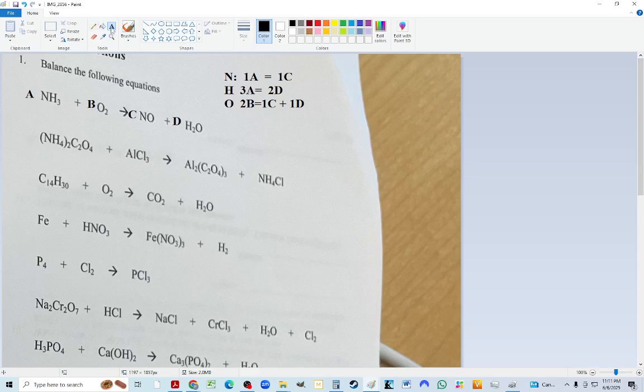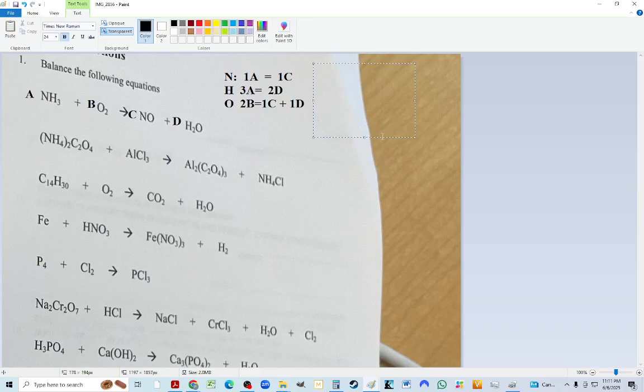Go back to your A and assume this: A is equal to 1. Now solve it algebraically. 1A is equal to 1C, but A is equal to 1, so 1 times 1 is equal to 1C. Algebraically, C must be equal to 1. So A is equal to 1, C is equal to 1. Now move on to hydrogen. I see 3A is equal to 2D, but A is 1, so 3 times 1 is equal to 2D. Divide both sides by 2, and D is equal to 3 over 2, which is 1.5.